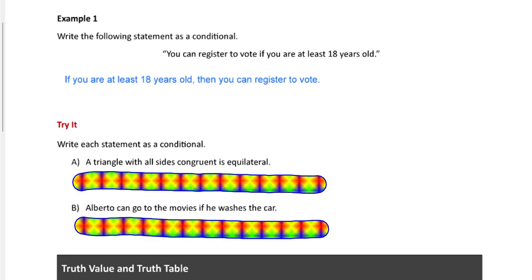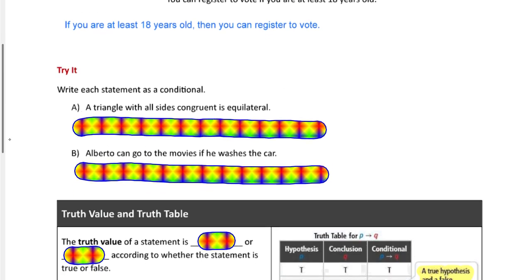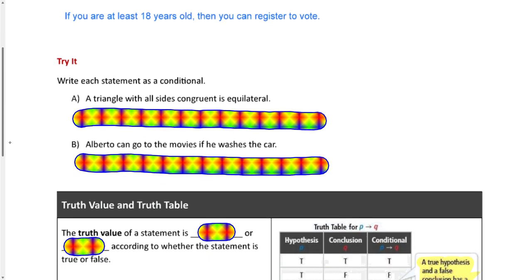So let's go ahead and have you try it. Read the statement and then make a conditional statement based on that. So I'm going to give you a couple second head start when we do this. If you're watching this video, it'd be a good idea to pause the video and try it yourself. So a triangle with all sides congruent is equilateral. So if I have a what?